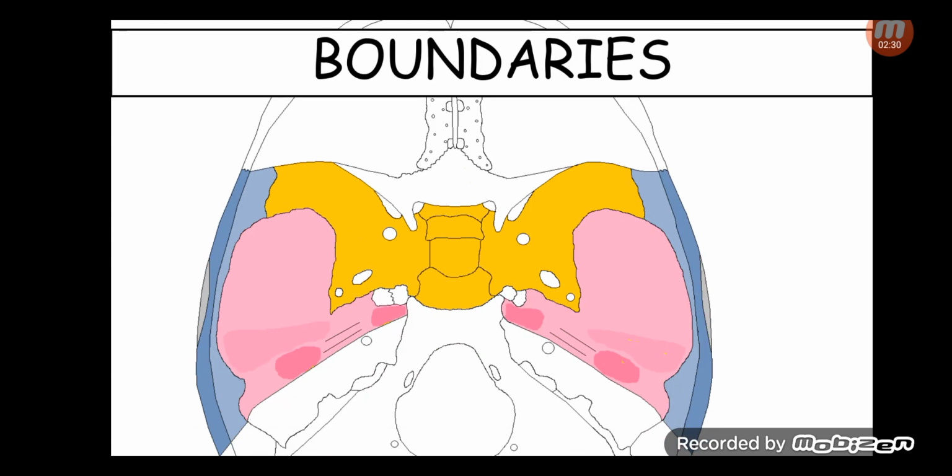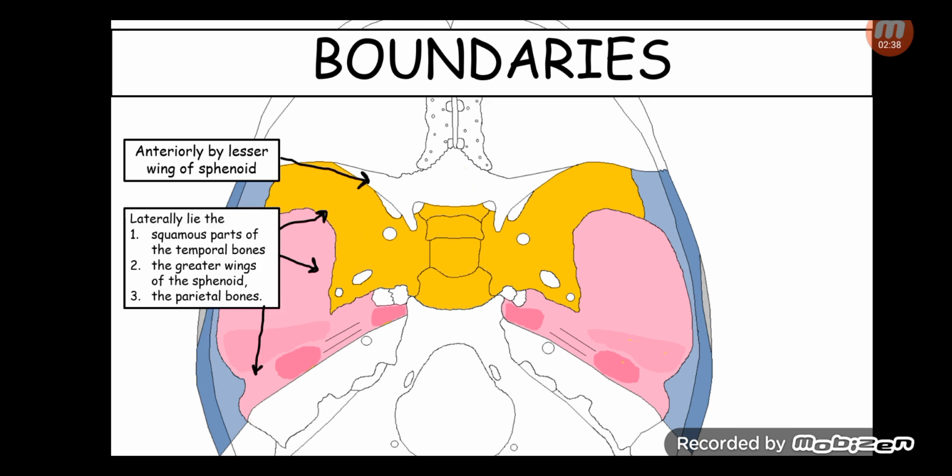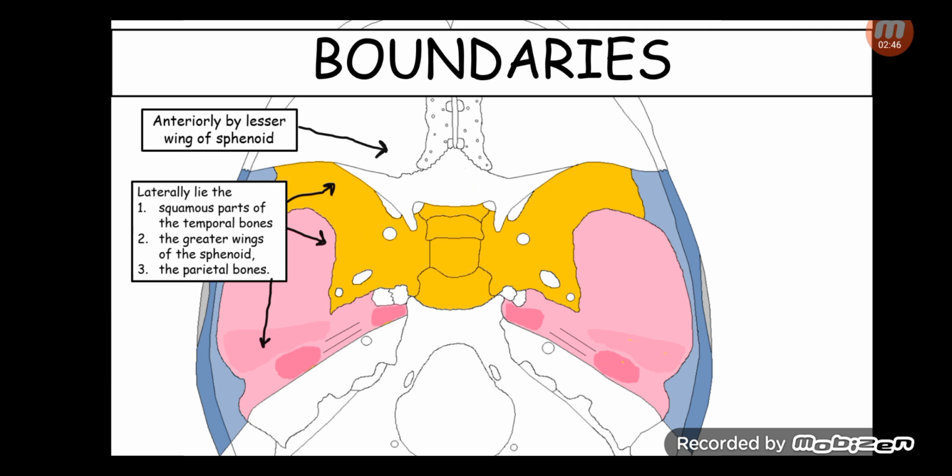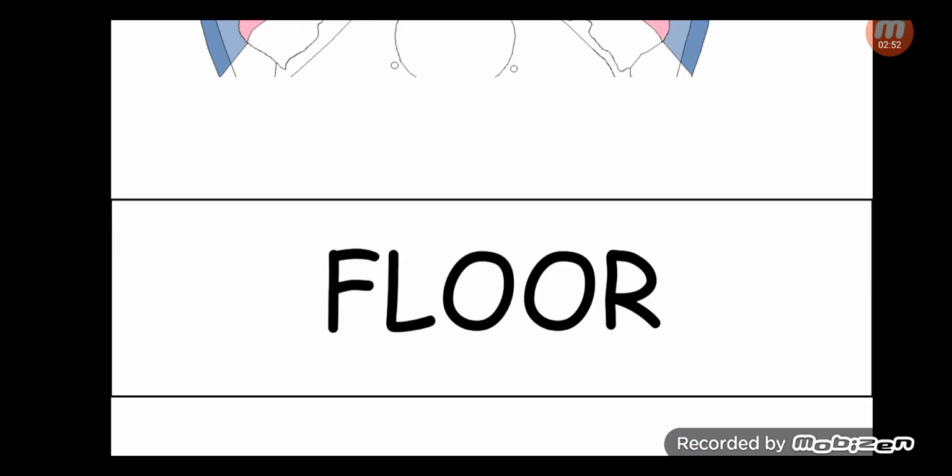What are the boundaries of the middle cranial fossa? The middle cranial fossa is bounded anteriorly by the lesser wing of the sphenoid. Laterally, it is bounded by the squamous part of the temporal bone, the greater wing of the sphenoid, and the parietal bone. Posteriorly, it is bounded by the petrous part of the temporal bone.